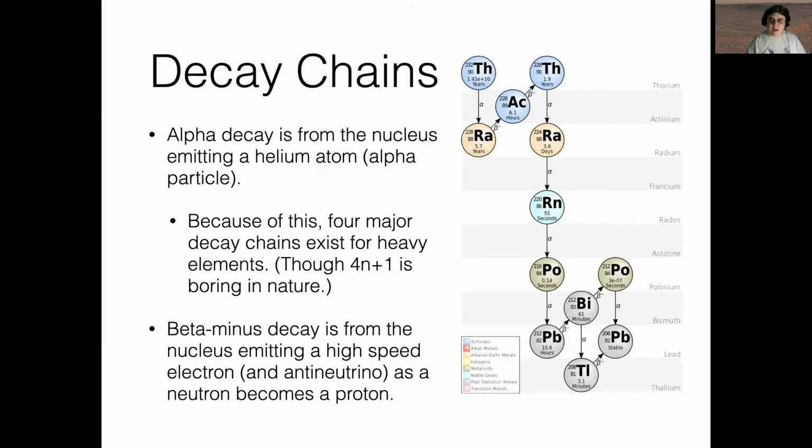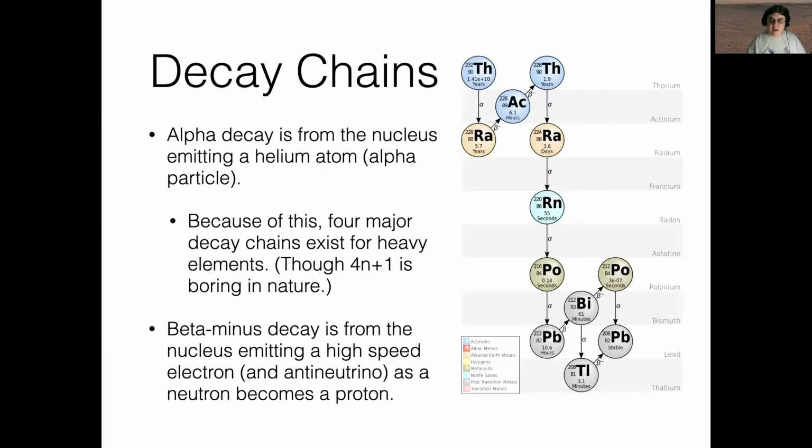Now, beta plus, which is just a positron and a neutrino, makes the atomic number go down by 1. But with those two, you can shuffle around your atomic number while keeping your atomic mass the same. That's why all these decay chains exist. They're basically the combination of alpha and beta decays, and this is one of them.